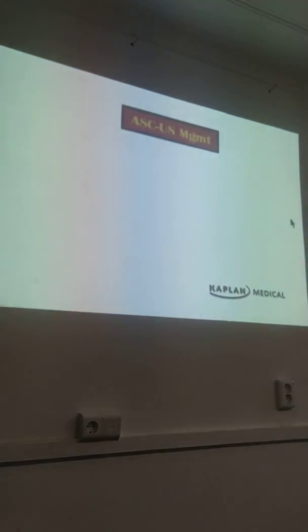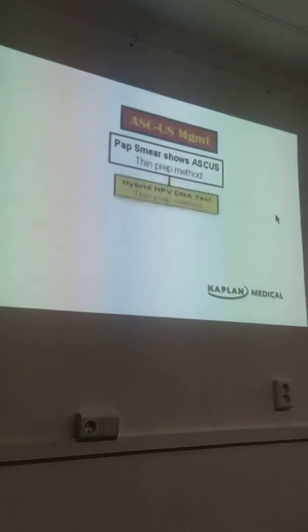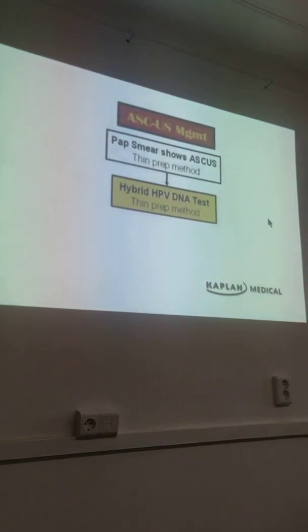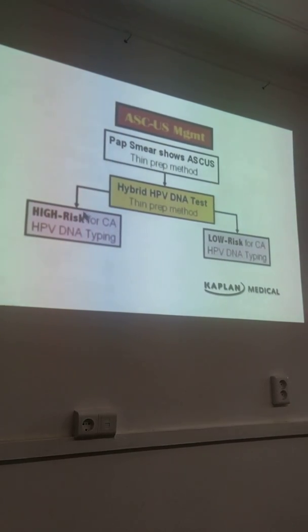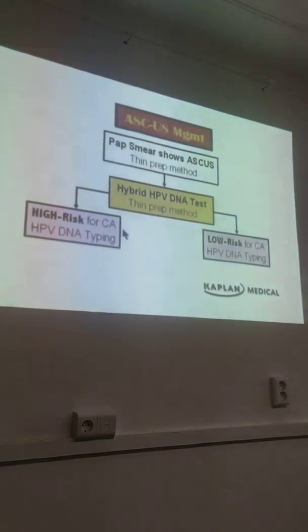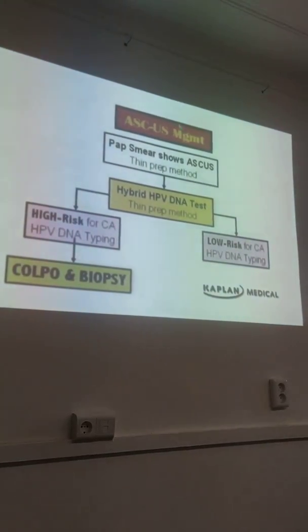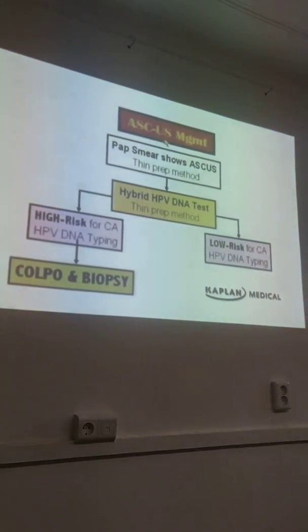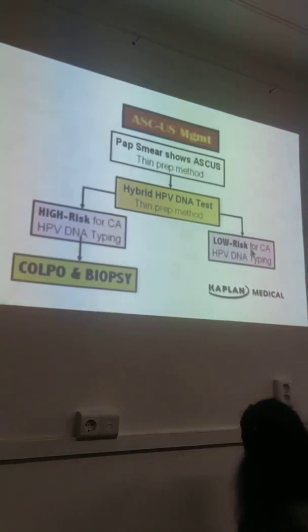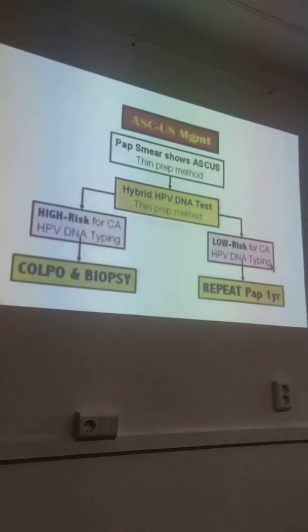So, here's our management scheme. Pap smear shows ASCUS on our thin prep, liquid-based. What do we do? Let's do the HPV DNA typing. If it is high risk for cancer, which is 16, 18, and the 30s, then we would do colposcopy and biopsies. But an entirely reasonable approach with ASCUS is, if there's low risk for cancer, HPV DNA typing 6 and 11, just routine follow-up in 1 year.